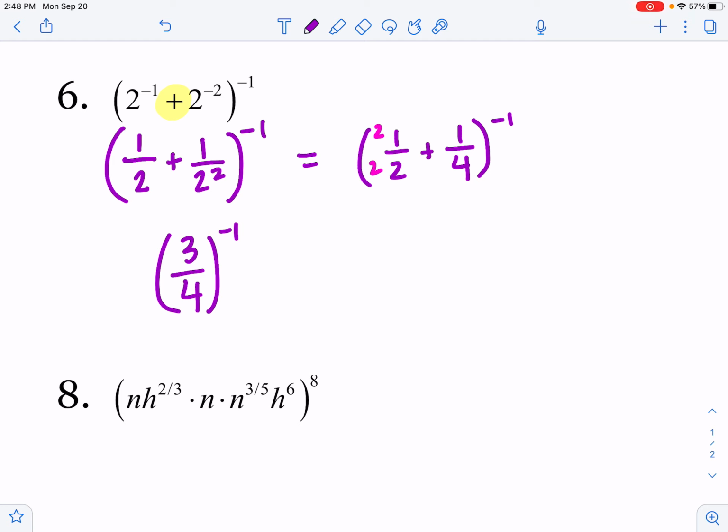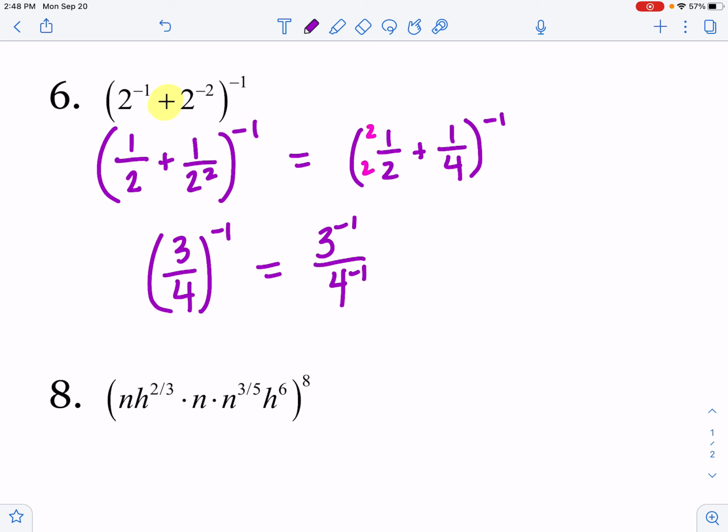That negative 1 is going to tell me to basically relocate that 3 and that 4. So if you wanted to take it in an extra step, you would distribute that negative 1 because there's no longer addition or subtraction signs. And then you can flip it in that step. Some of you could probably skip that 3 to the negative 1 divided by 4 to the negative 1.